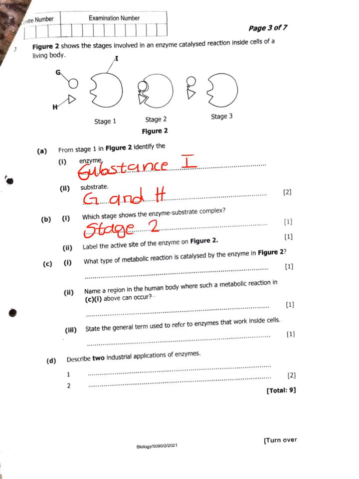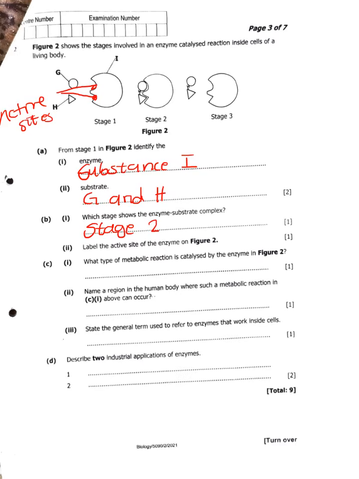Now for Roman number 2 of question B, label the active site on the enzyme on figure 2. So the active site is the region on the enzyme where the substrate meets with the enzyme. So this represents the active sites. So these two regions here.